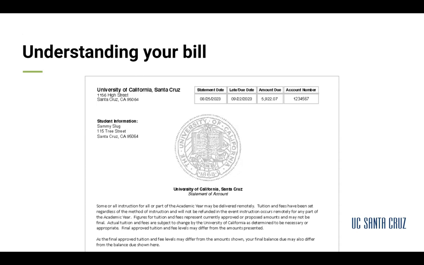The top section of the bill includes the statement date, or the date the bill was posted to your student's account, the payment due date, shown here as the late/due date, the amount due or the balance on the account on the day the bill was created, and the account number or your student's UCSC ID number.